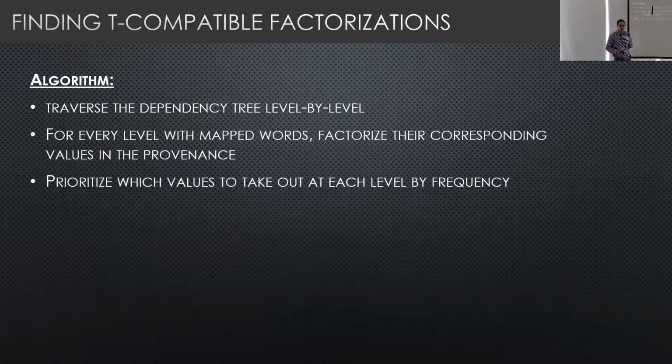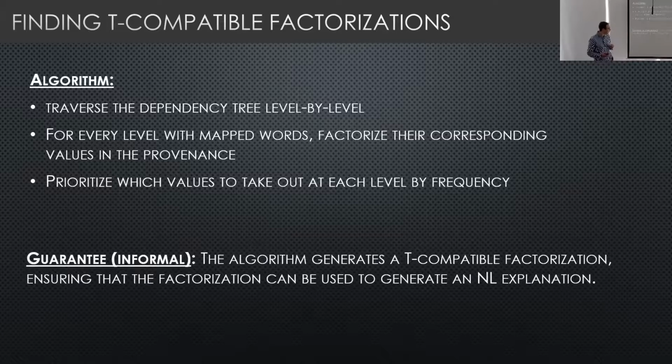So here's our algorithm for generating factorization. We start by traversing the dependency tree in a top-down fashion, taking out the values mapped to the words according to the order of traversal. If there are several mapped words at the same level, we prioritize between them based on the frequency of the values to which they were mapped. So the guarantee of this algorithm is that we will generate a T-compatible factorization on the basis of which we can generate a clear explanation sentence.